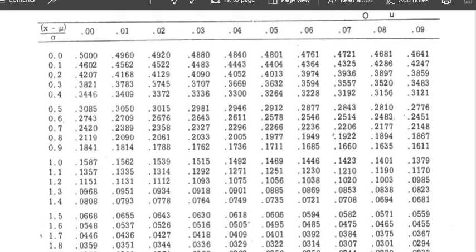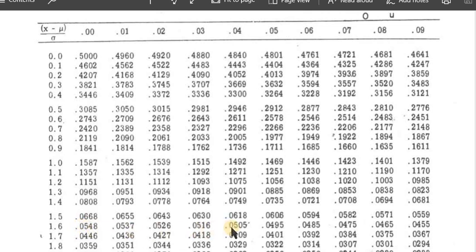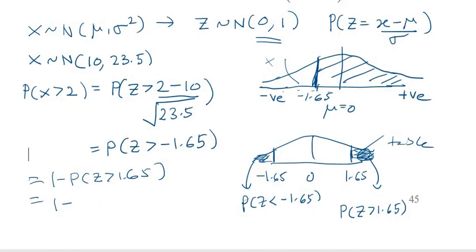1.65 is here, right? 0.0495. We substitute the probability: 1 minus 0.0495 is 0.95. So this is the probability of this area.